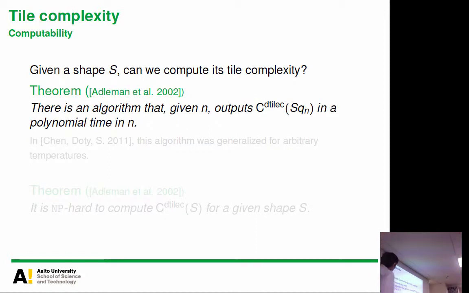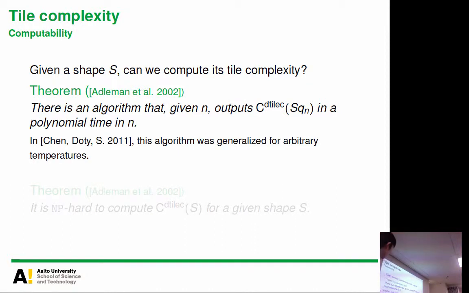But this kind of problem is usually difficult, but sometimes positive results can be obtained. So Adleman and other people showed a polynomial time algorithm for computing the tile complexity of a square. Okay, a square is quite an important shape in practice. So it's a very nice algorithm. And this extension is by me, but we actually extended these algorithms for arbitrary temperatures. So even at any temperature, not only 2, we can compute this tile complexity in polynomial time.